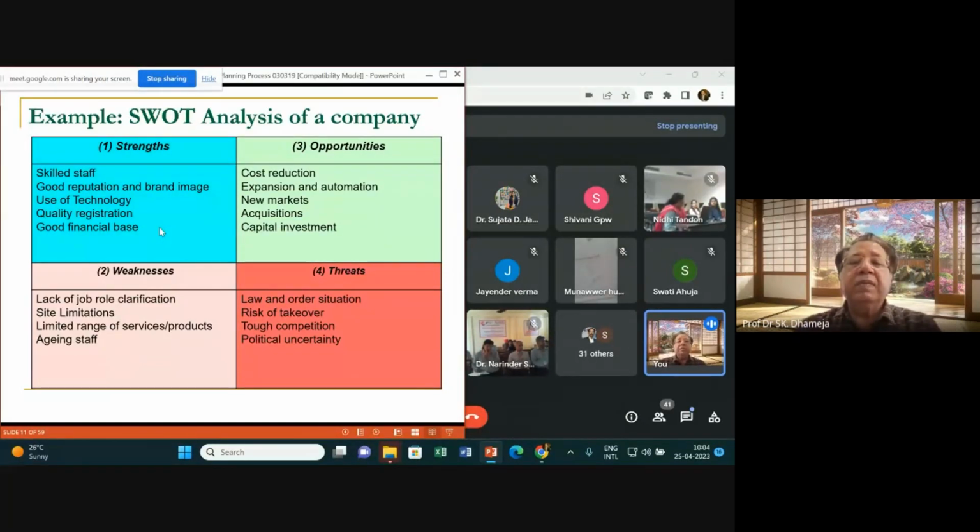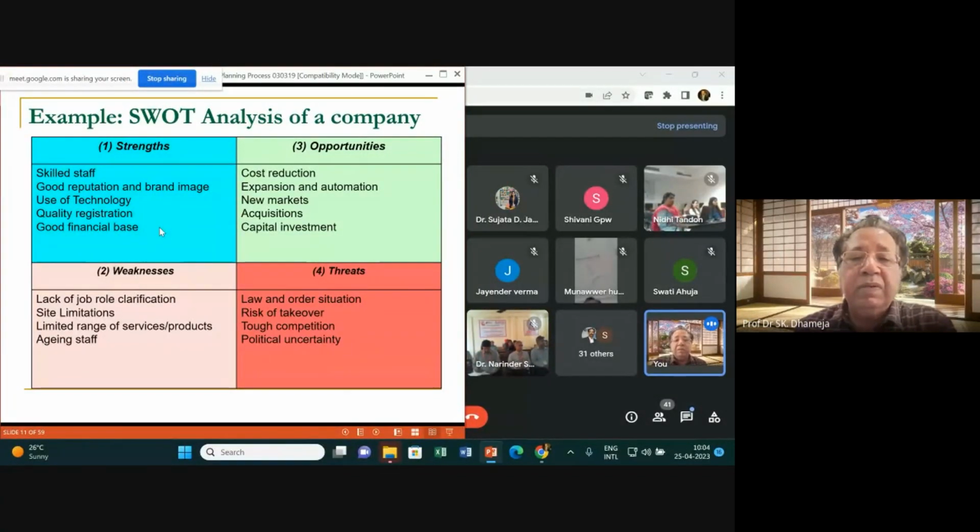What can be the opportunities? Cost reduction. You can reduce the cost of your products or services. Expansion and automation. You can go to new markets. Acquisitions, capital investment. These are all opportunities. And what could be the threats or the challenges?